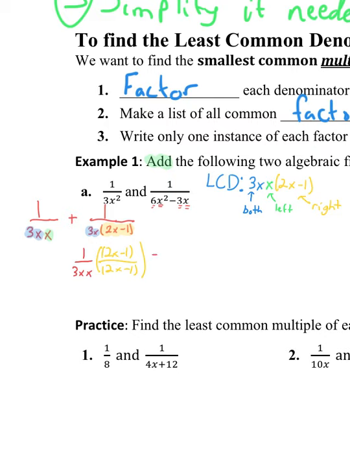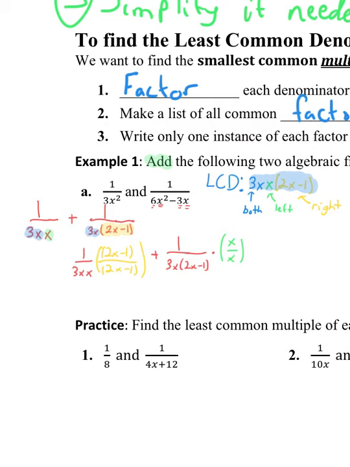And then we're going to do the same thing with the right side: 1 over 3x times 2x minus 1, times x over x, what was on the left side only. And we're just trying to create that least common denominator. We want all of our denominators to look like this: 3xx times 2x minus 1.